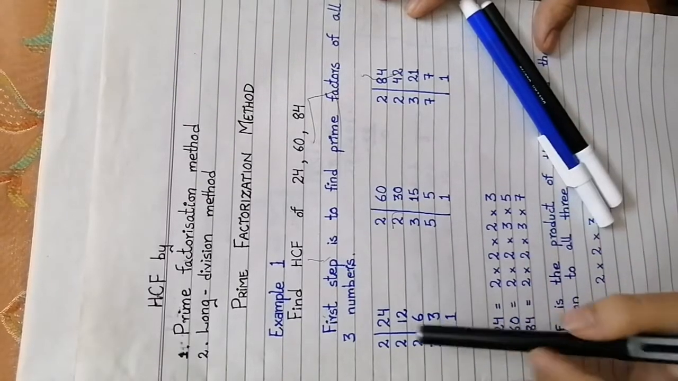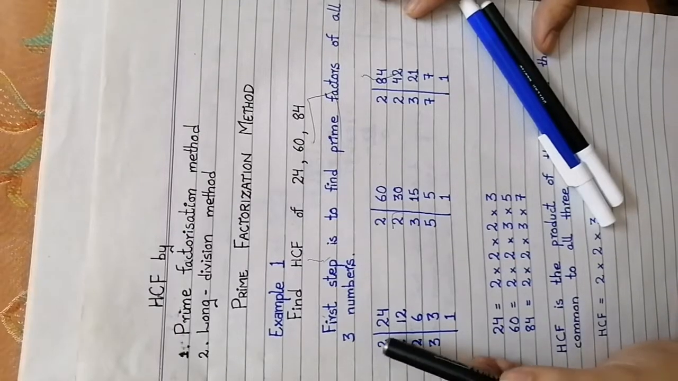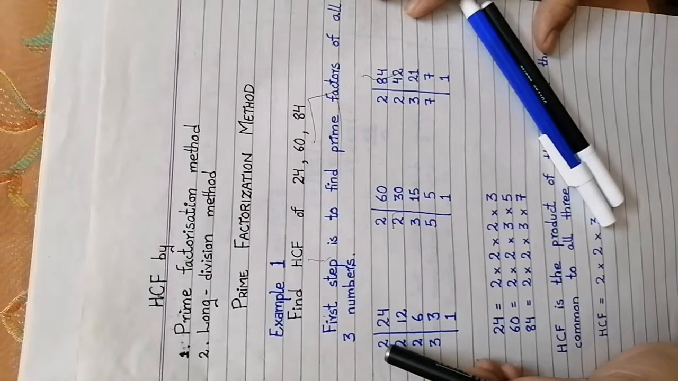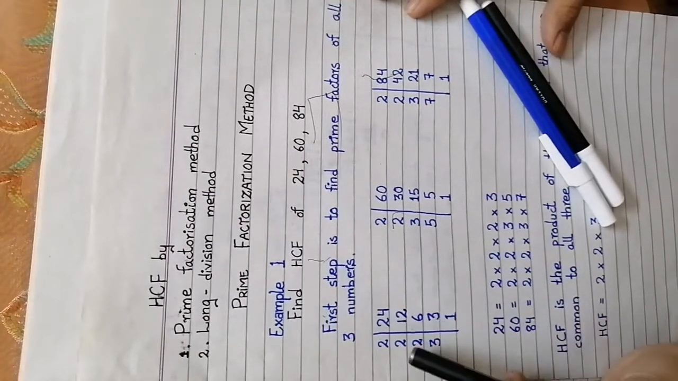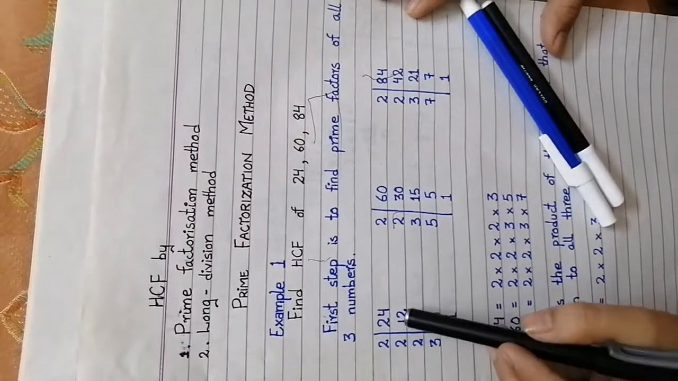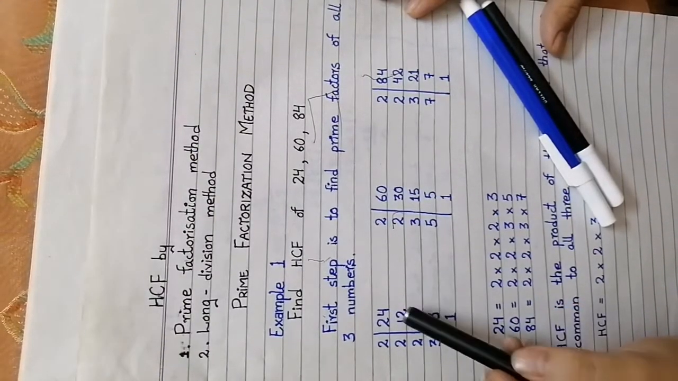Okay. So start with 24. We have to start with 2. Our first prime number is 2. So we have to start with 2. 2 multiply by 12 is 24. Now again we have to see that this 12 is divisible by 2. So because it is an even number, 2 multiply by 6 is 12.